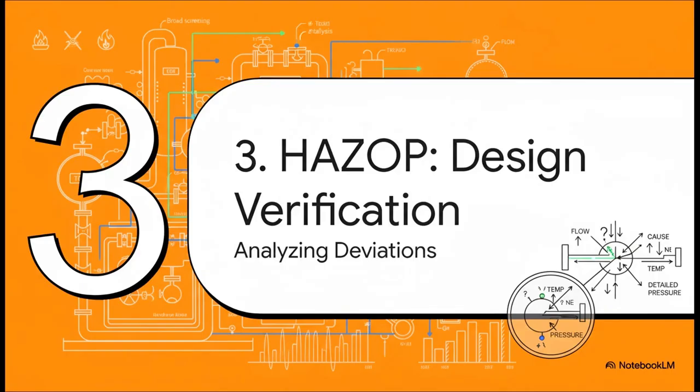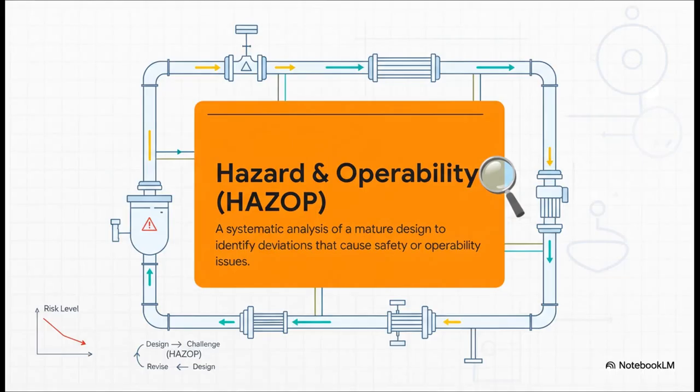Okay, now once we have a mature, detailed design, the game completely changes. We shift from that broad screening of the HAZID to the forensic, almost microscopic, deep dive analysis of a HAZOP study. A HAZOP is an incredibly structured, systematic breakdown of a process. Its entire goal is to rigorously challenge the design by identifying every single credible way it could deviate from its intended operation. And what's crucial here is that it looks at both safety, preventing incidents, and operability.